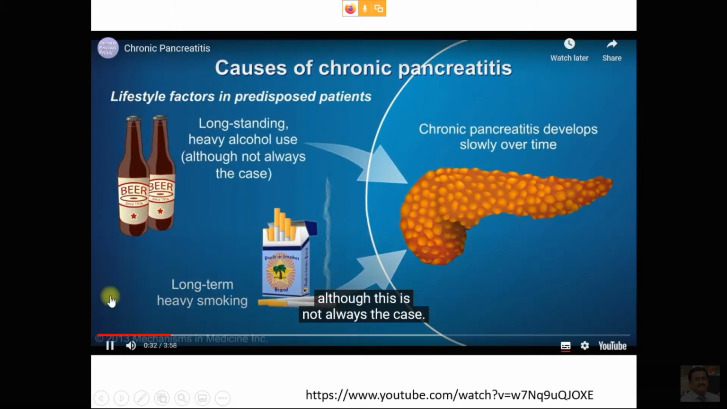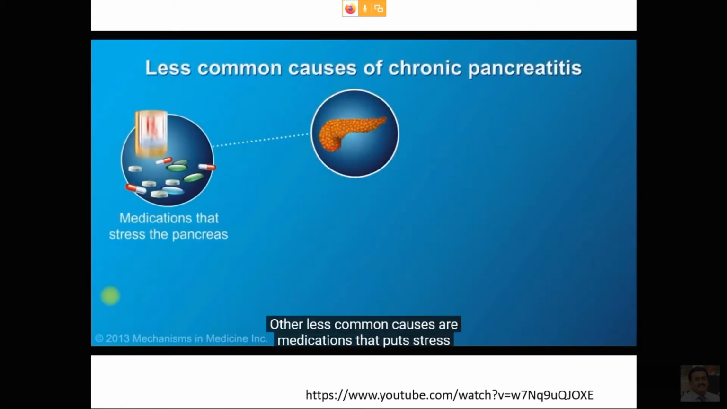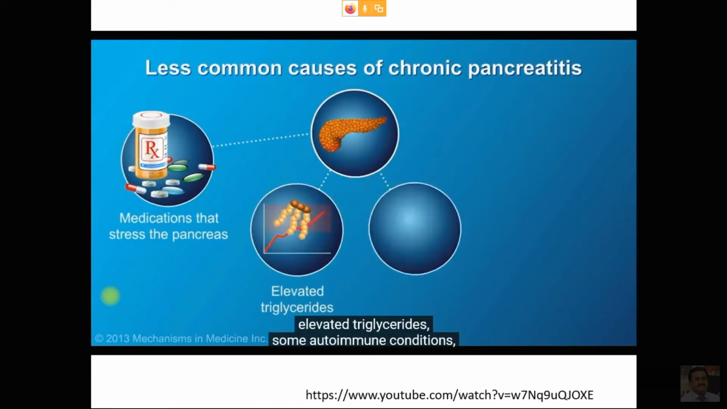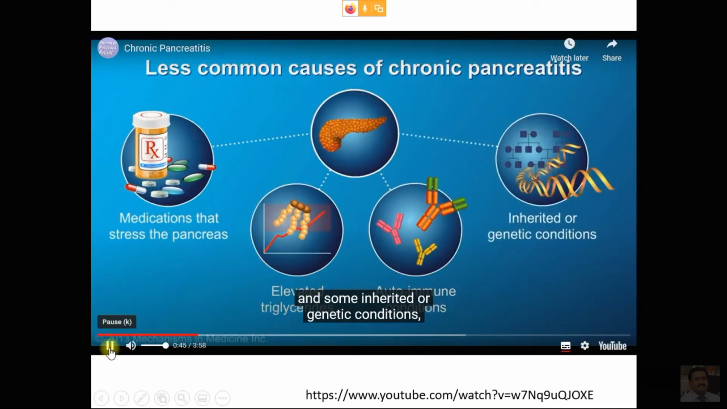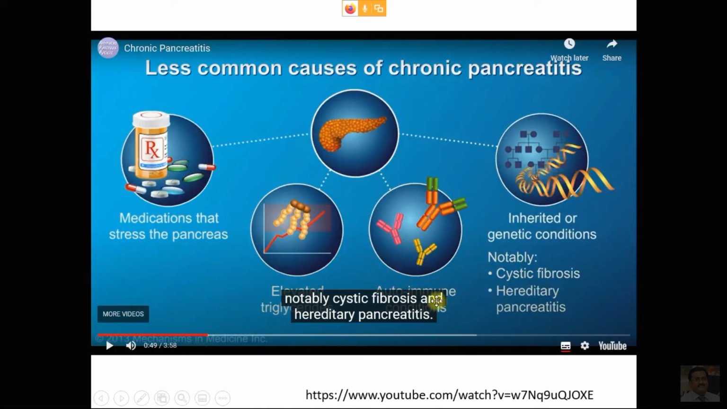That is not always the case. Other less common causes are medications that put stress on the pancreas, elevated triglycerides, some autoimmune conditions, and some inherited or genetic conditions, notably cystic fibrosis and hereditary pancreatitis. You can see here other complications which may trigger chronic pancreatitis, that is medications.